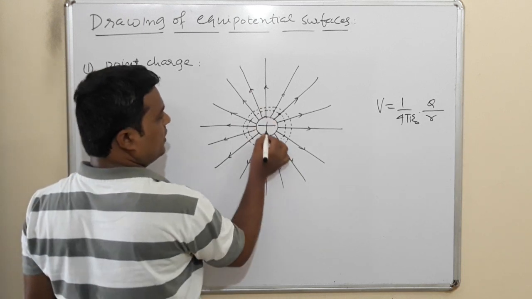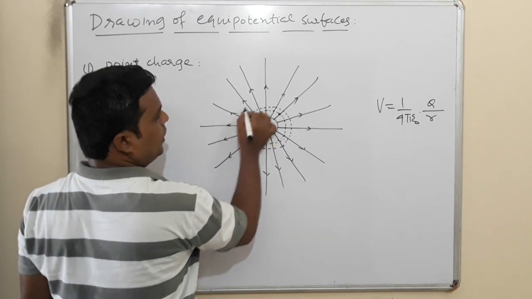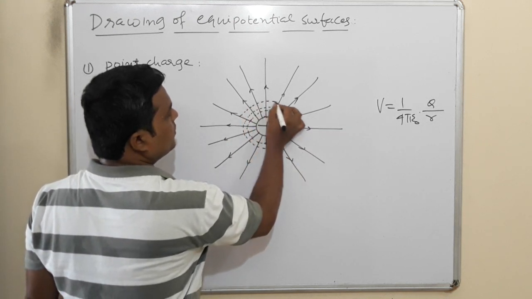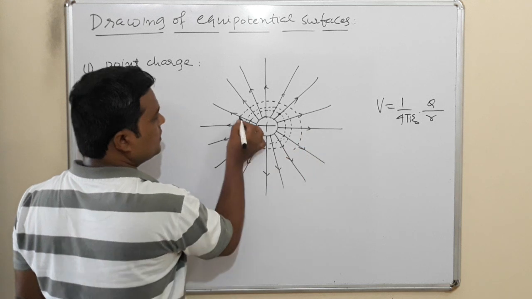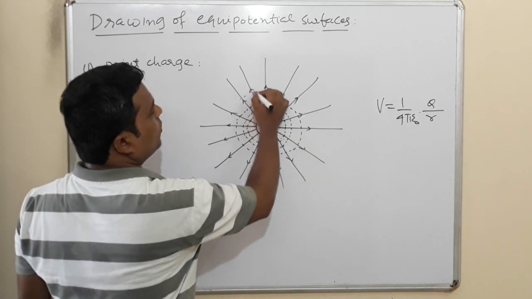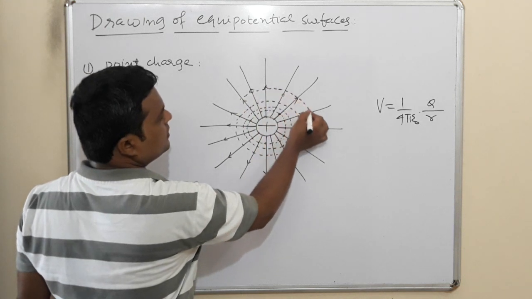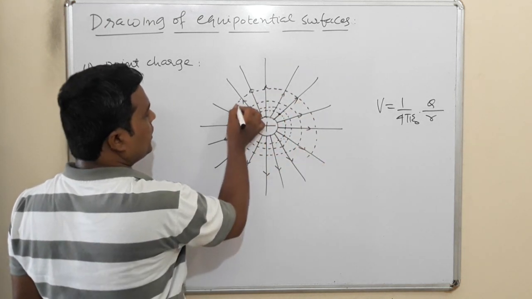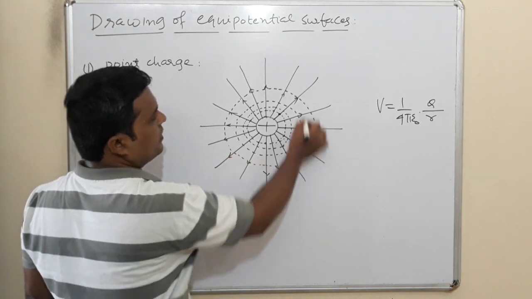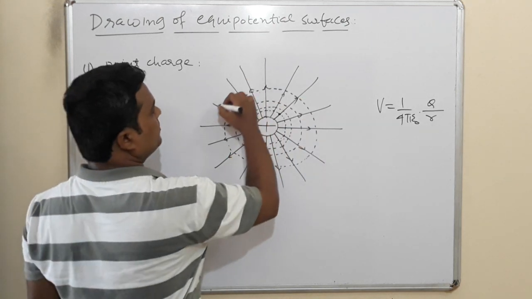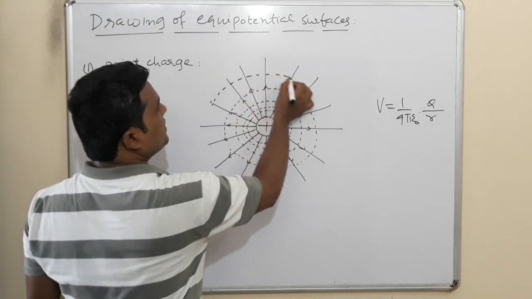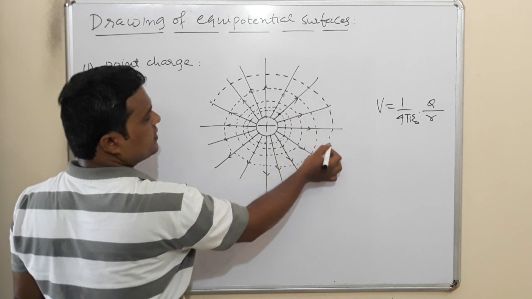Then if I take all points at a distance R, I can draw one more surface like this. This is also an equipotential surface. I can draw one more surface like this. This is also an equipotential surface because all the points have the same potential, as they are at the same distance from this charge. Okay, I can draw one more surface like this. All concentric spheres I have drawn.